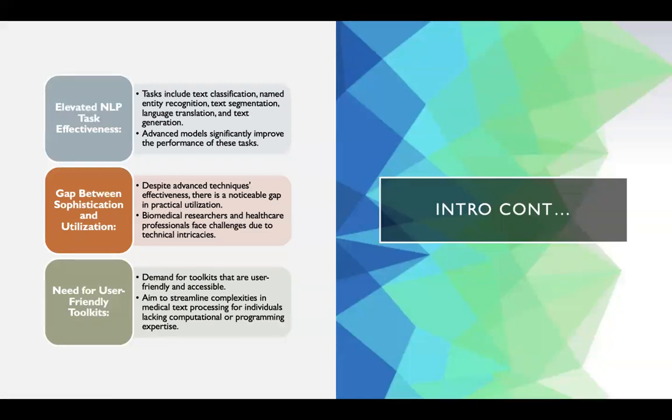We can increase the effectiveness of NLP tasks, which include text classification, named entity recognition, text segmentation, language translation, and text generation. Advanced models significantly improve the performance of these tasks. Despite the effectiveness of advanced techniques, there's a noticeable gap in practical utilization. Biomedical researchers and healthcare professionals face challenges due to technical intricacies. For that very reason, we need user-friendly toolkits.